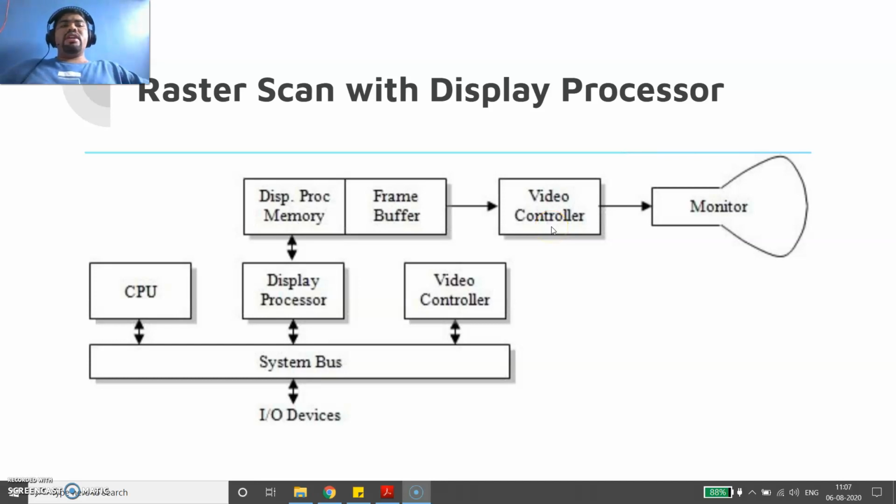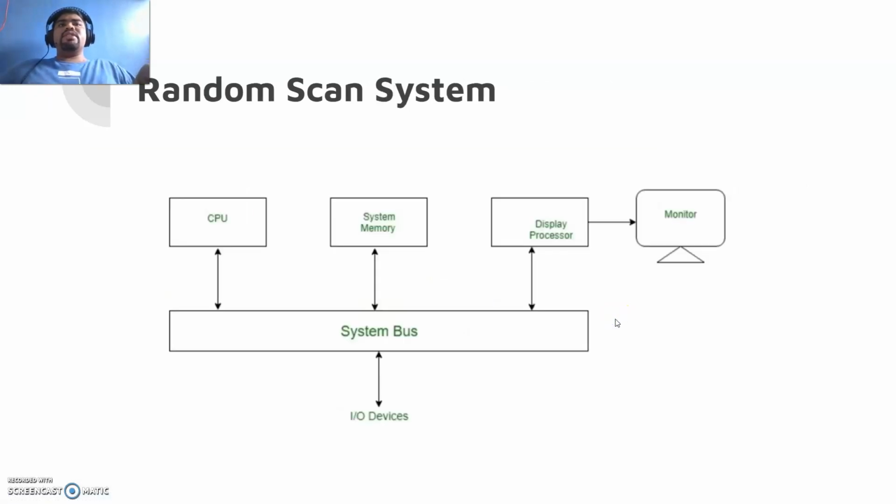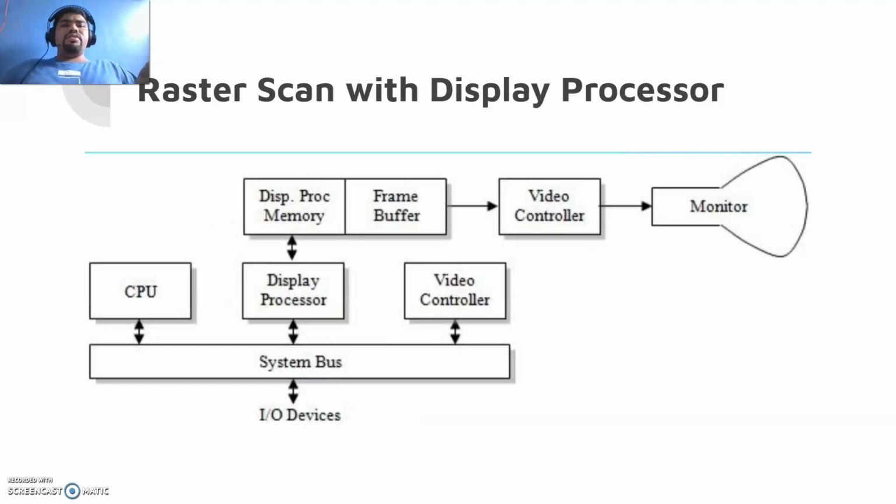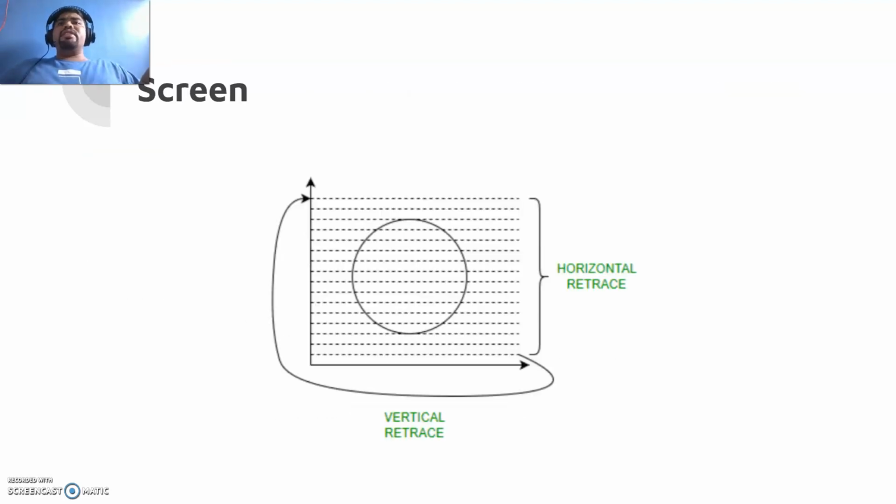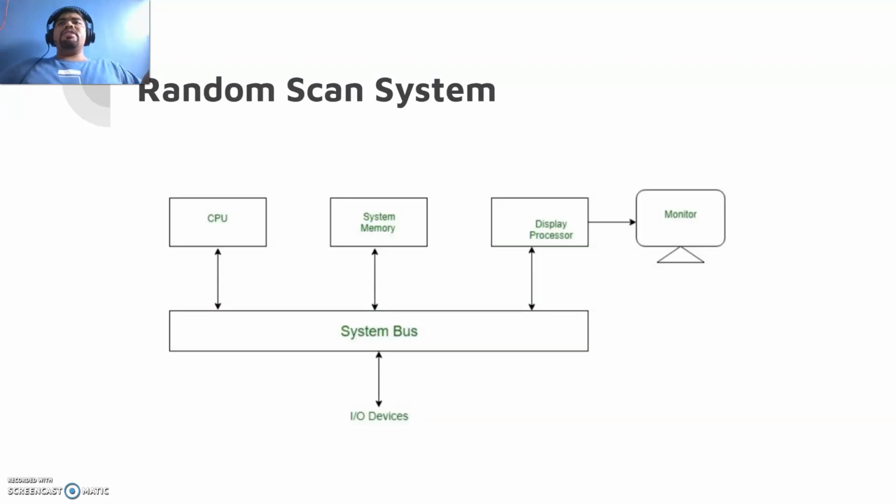Now, let's understand the next thing, that is the random scan system. In the random scan system, you can see it's a basic design, and we just have a display processor. Now, what is different in a random scan system? You need to understand that previously, when you saw the screen, you were going all the way from left to right, from top to bottom. This is not what is going to happen in a random scan system. It's going to work a bit differently.